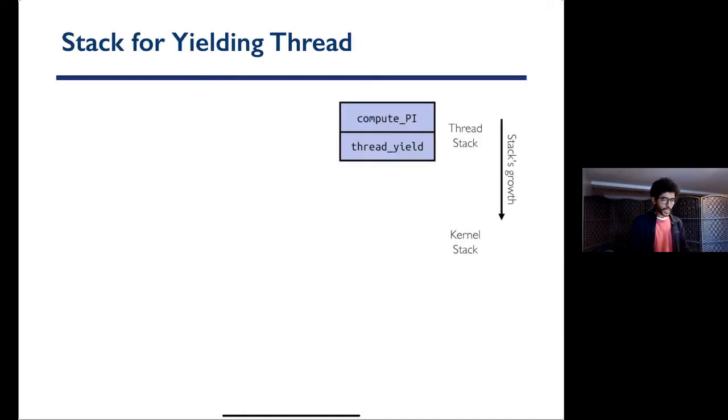Okay, so now let's look at the compute pi example that we had. If you remember, I had this thread that would run compute pi, and it had a while loop. While true, it would compute the next digit, and then call thread yield.